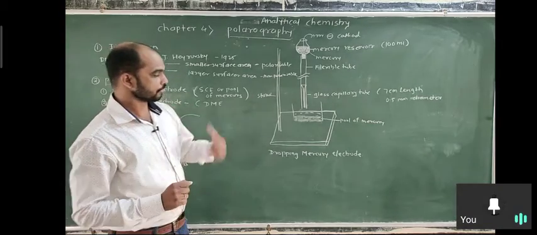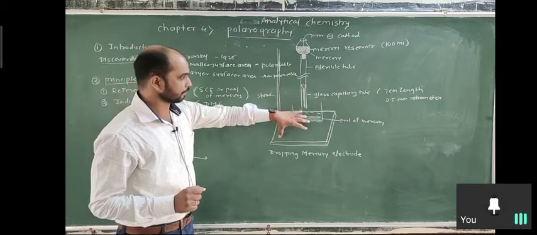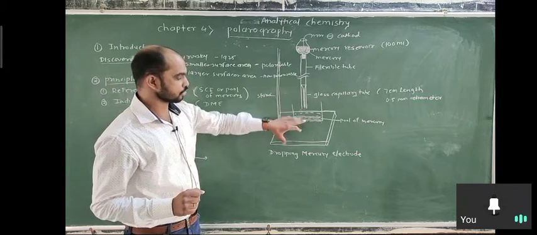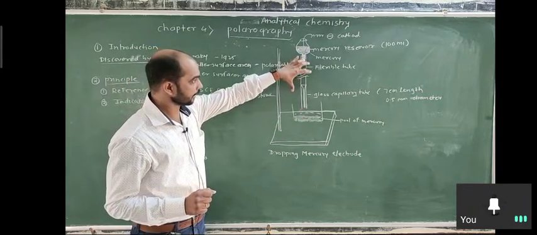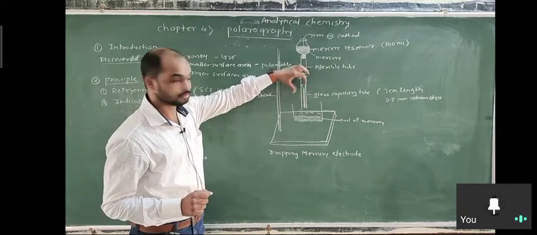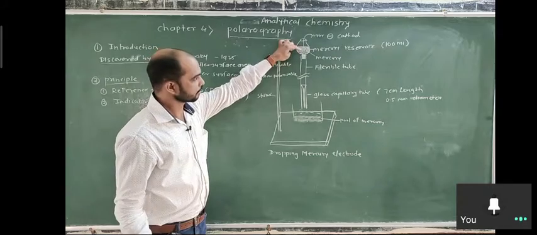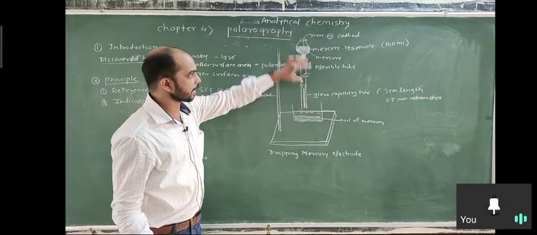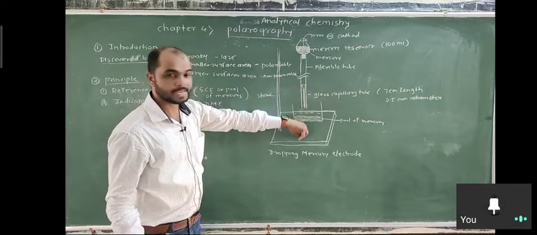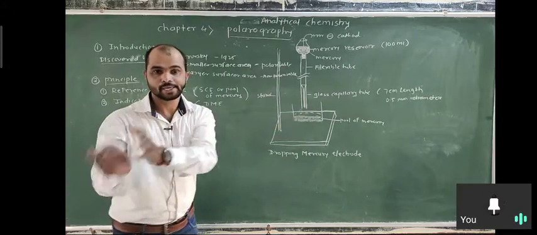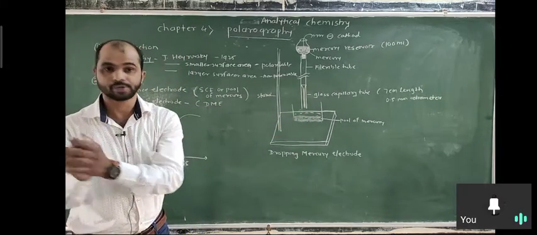So if loss of electrons happens, there is a cathode and there is an anode. The negatively charged particles, here mercury is present, we are going to discuss it in detail. So when mercury drops come here, it acts as an anode, they are attracted towards the calomel electrode, or towards the pool of mercury.